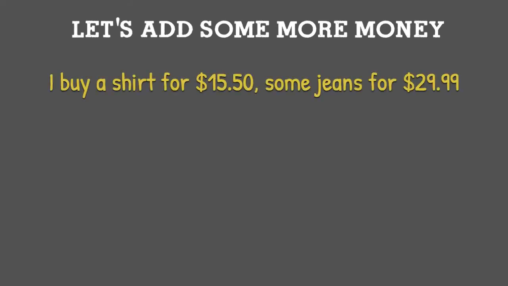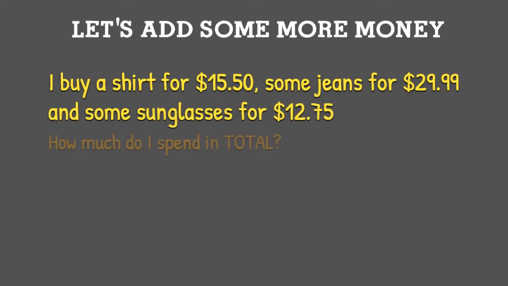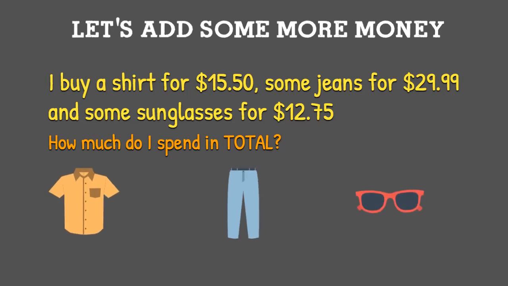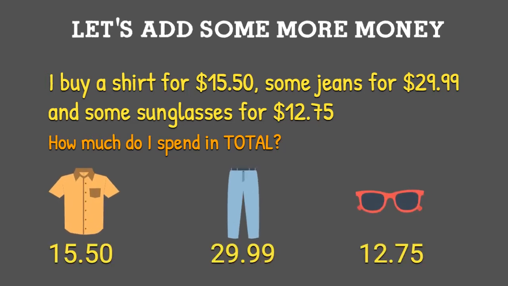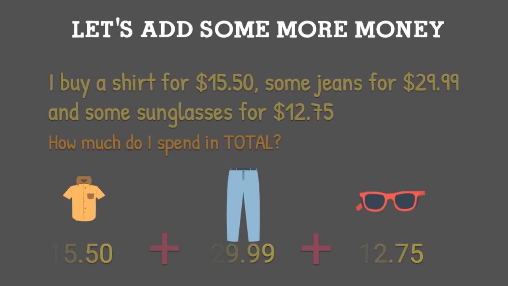So let's add some more money. I buy a shirt for $15.50, some jeans for $29.99, and some sunglasses for $12.75. How much do I spend in total? Well, the first thing I'm going to do is visualize the question with these symbols or drawings, and this helps me understand what the question is actually asking me to do. I have to add these values together.